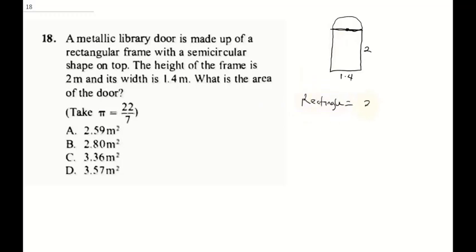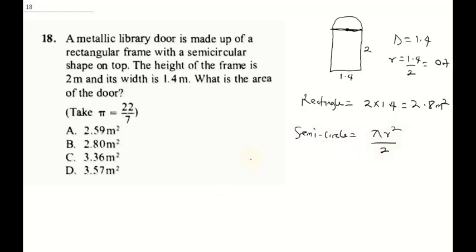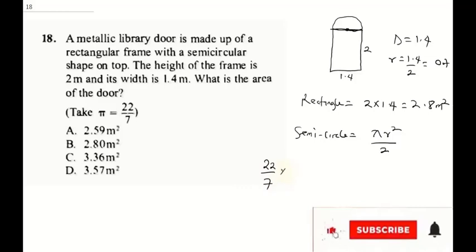So for us to find the area for the rectangle, the area will be 2 times 1.4, which is 2.8 meter square. Now for the semicircular shape on top of it, the area will be pi r squared, all divided by 2. So for us to solve this, we are going to get the area of the circle and divide it by 2. So it's going to be 22 over 7 times.